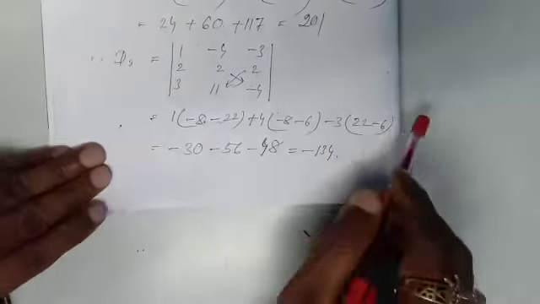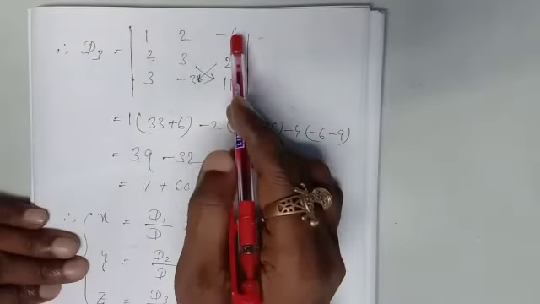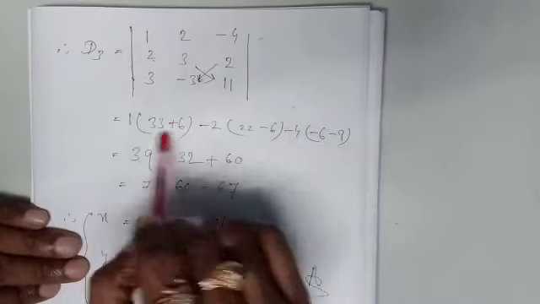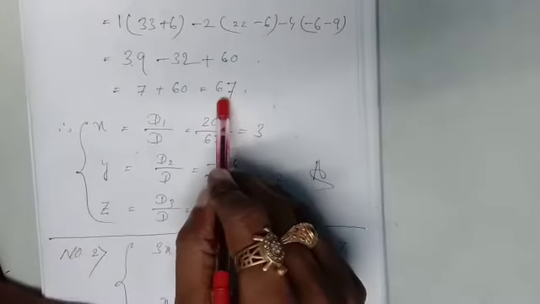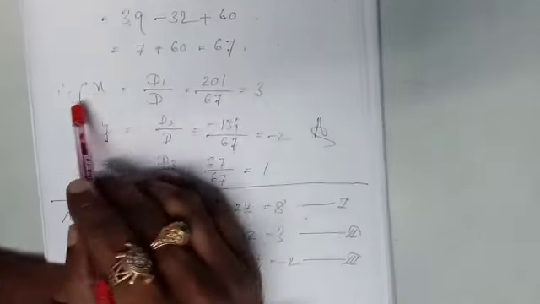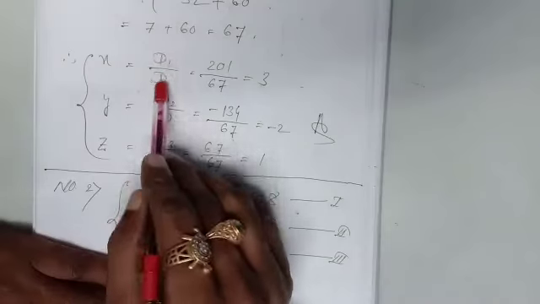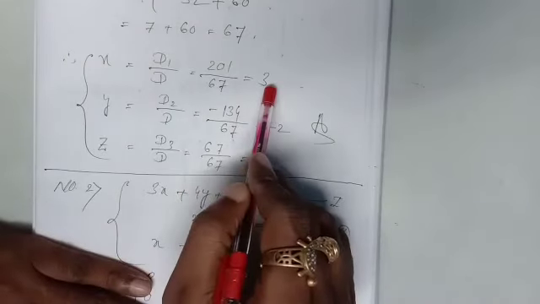After that, you have to find out D3. How to find out? Just see. Same process. The third column of D will be replaced by the right hand side numbers, that is minus 4, 2, 11. After that, you have to evaluate. You are getting 67. After finding D, D1, D2, D3, you have to find the value of x by using Cramer's rule. What is that? D1 by D. D1 you got 201 by 67, it will go 3 times. That means x equal to 3.